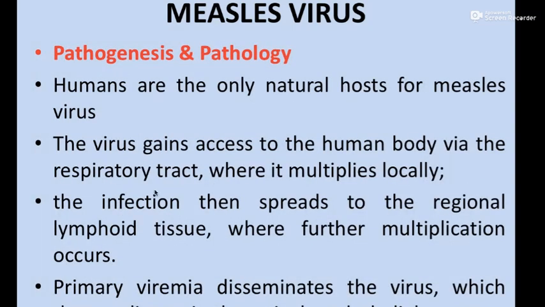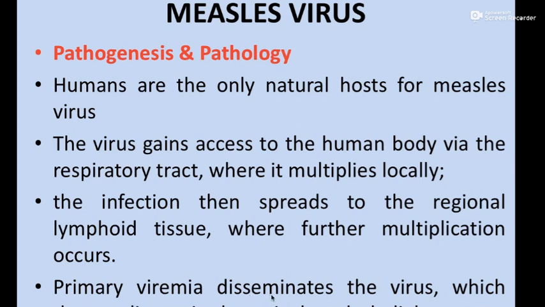Pathogenesis. It has a different feature from the others, so pay close attention, it is very important. First, humans are the only natural host for measles. And here there is primary viremia and secondary viremia. The virus gains access to the human body via the respiratory tract, with primary multiplication in the upper respiratory tract. The infection then spreads to the regional lymph nodes, where further multiplication occurs, and viremia occurs, called primary viremia.